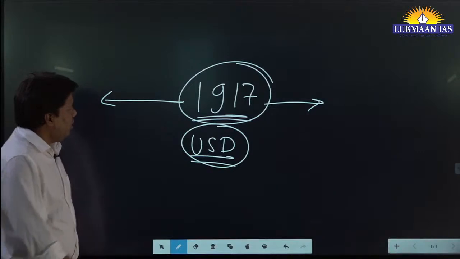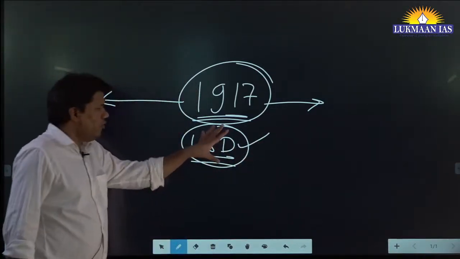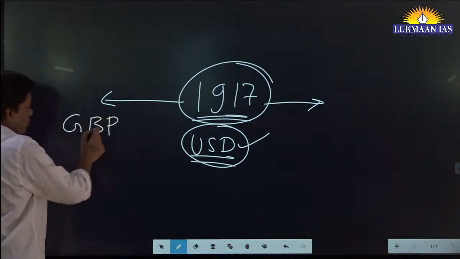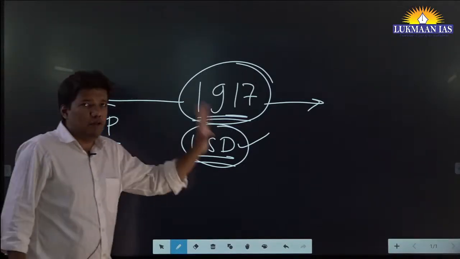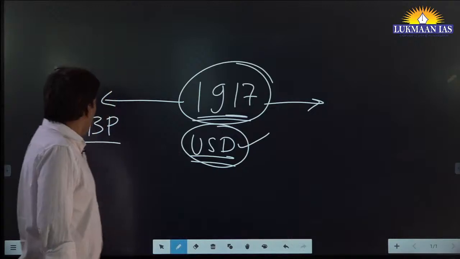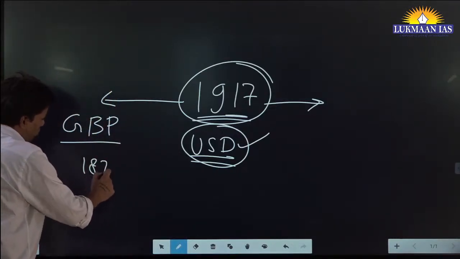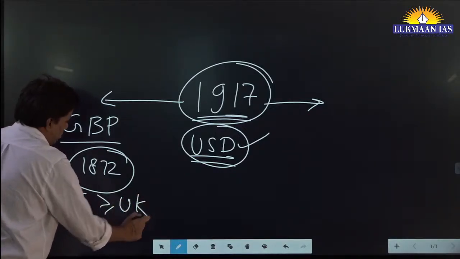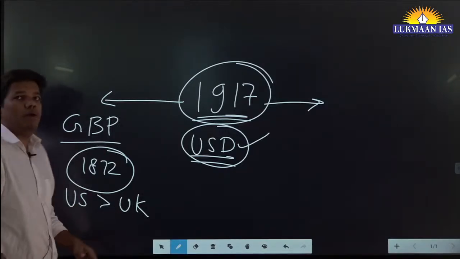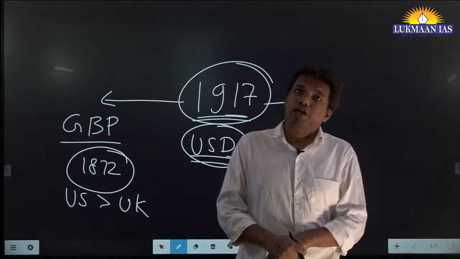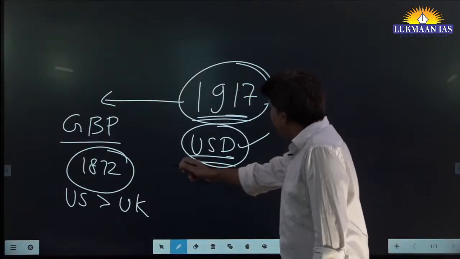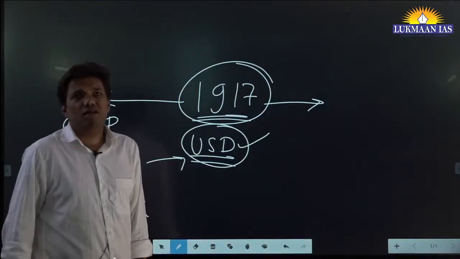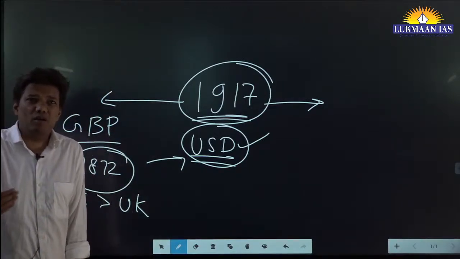So what happened in 1917 when USD became an international currency? Before that, the Great Britain pound, pound sterling, was the world currency. Around 1872 is the year when the US currency overtook the UK currency. The US economy became larger than the UK's. But it still did not become the reserve currency of the world. Why did it happen? Any idea? Because other things were missing.